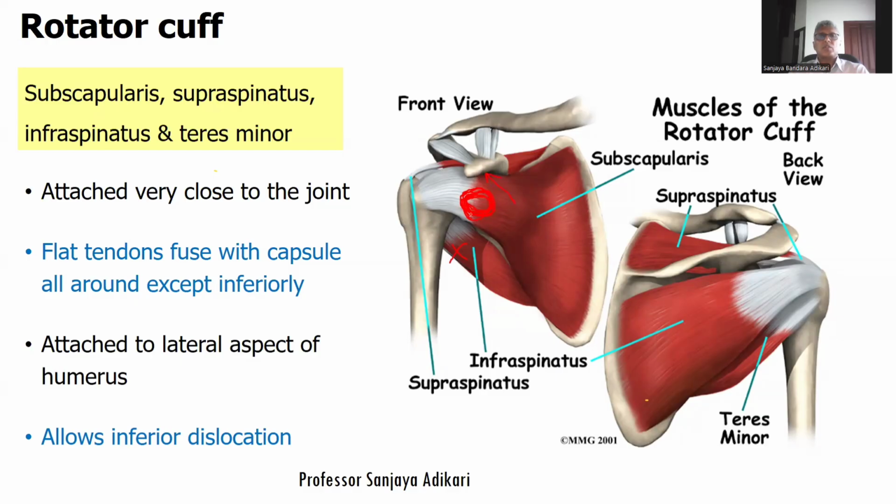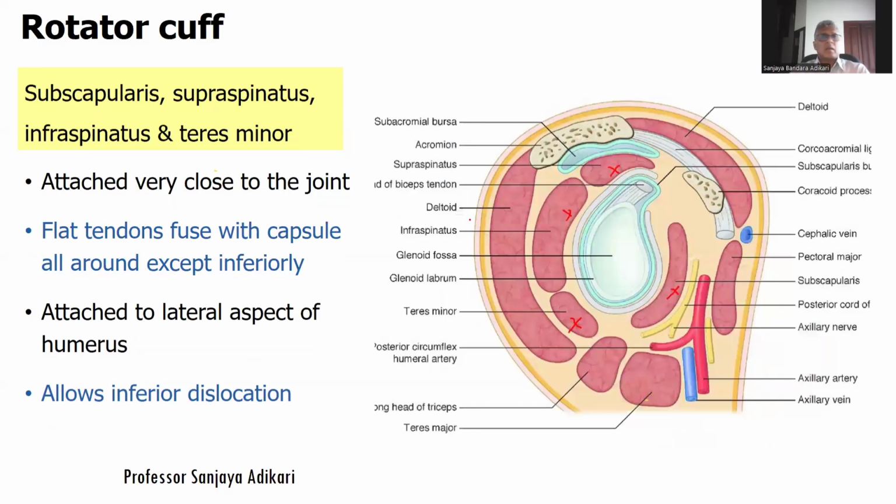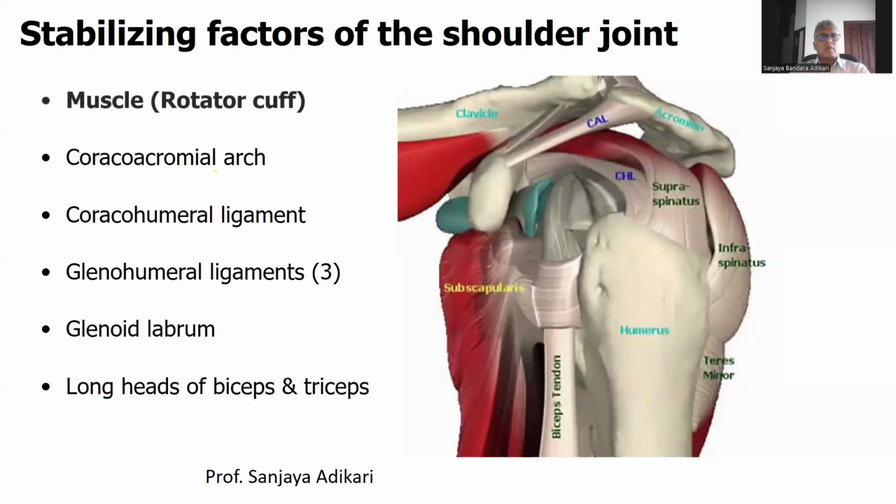So this position of the head is called the subcoracoid position of the head, which you can see clearly in plain X-rays. Then when it comes to stabilizing the shoulder joint, the most important stabilizing factor is the rotator cuff itself. So muscle factor is number one when it comes to the shoulder joint. Then you have the ligaments and other bones contributing to stabilize it.